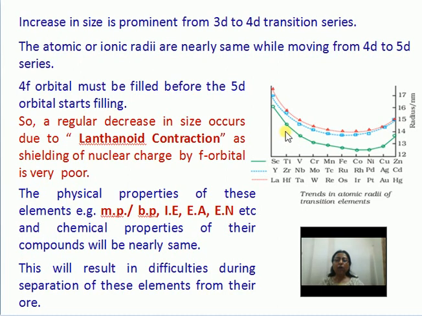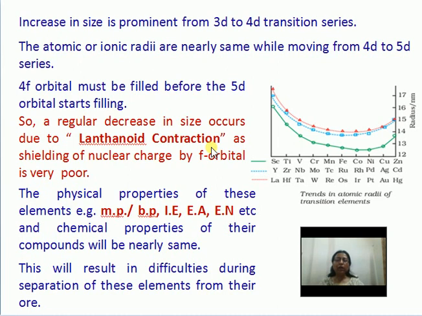If we go from 3D to 4D, there is quite a bit of increase in the atomic radii. But if we go from 4D to 5D, they remain almost the same. So this graph tells you that the atomic radii of the 4D and 5D series are nearly the same. And this I have already explained to you. This is only because of the lanthanide contraction.